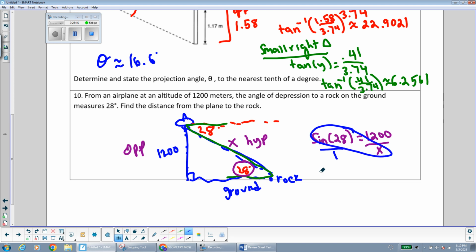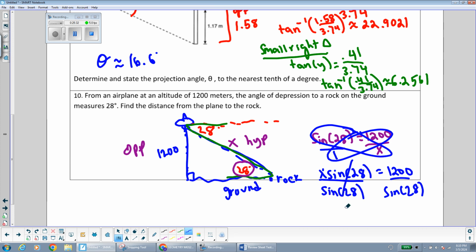Let's cross multiply because we're solving for a side. X sine of 28 is equal to 1200. If we divide both sides by sine of 28, we have that x is approximately, and the question should specify how to round, but it doesn't. So I'm going to round to the nearest tenth. And on the test and on a Regents exam, it will specify how to round. And that is approximately 2,556.1 meters. Moving on.